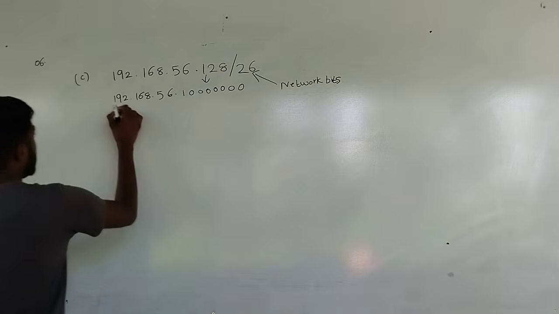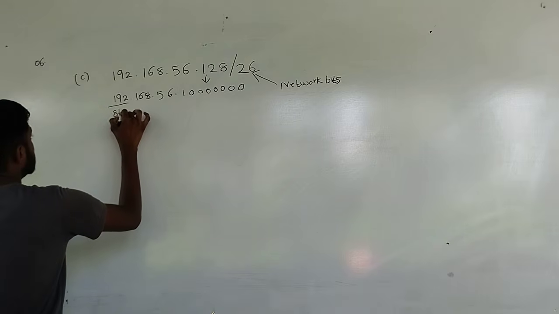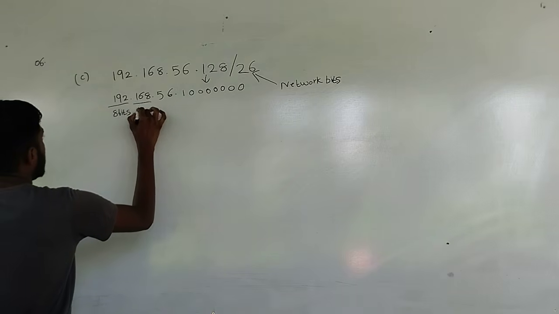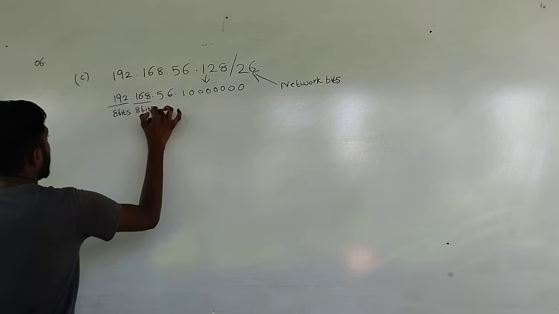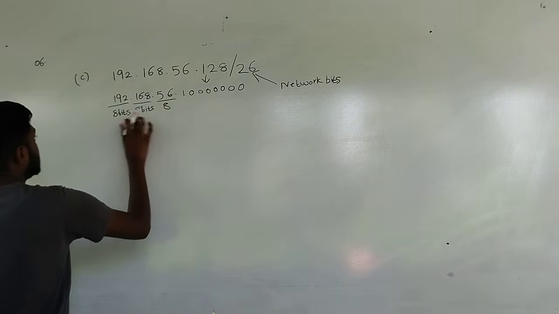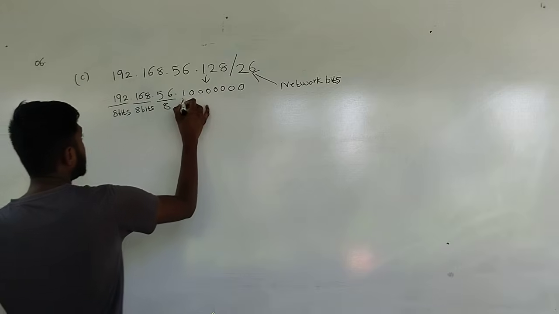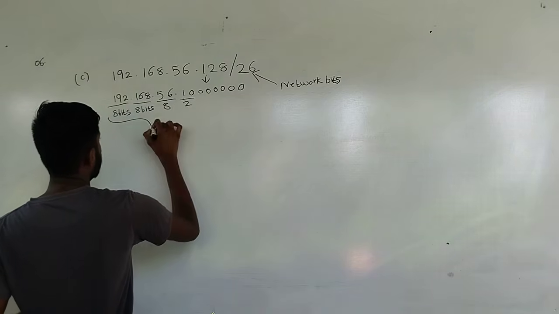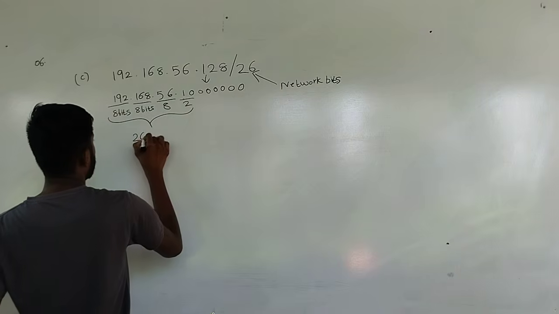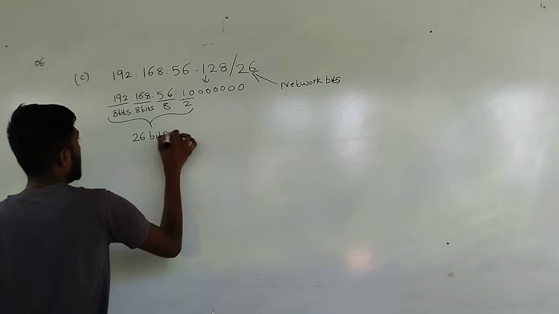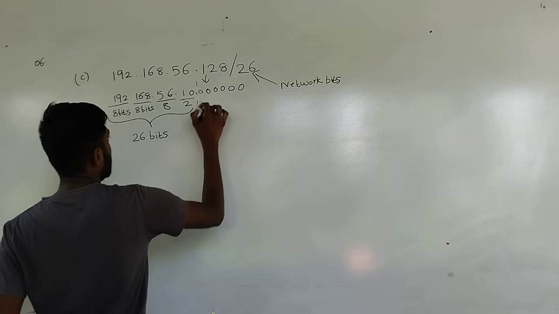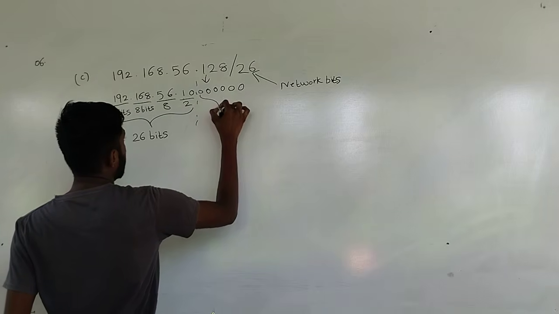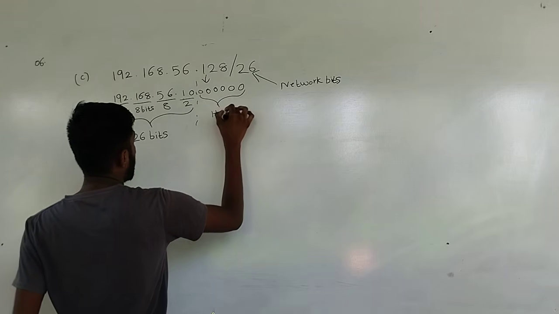Here you have 8 bits, here you have 8 bits, here you have 8 bits, then another 8, 8, 16, 24. Then another 2 bits will be allocated to the net. So altogether there are 26 bits. Then the remaining portion is the host bits.